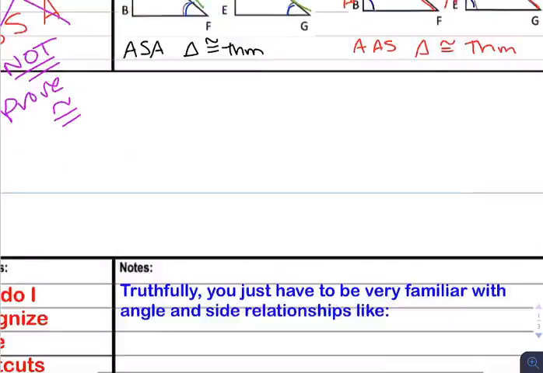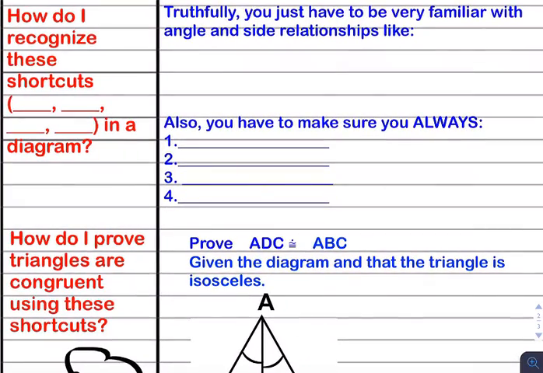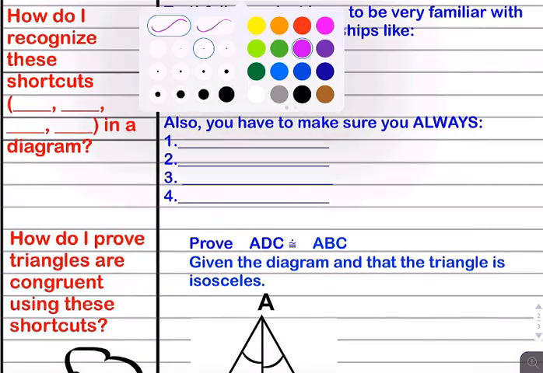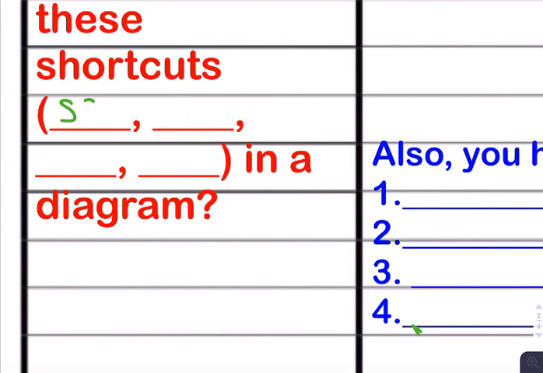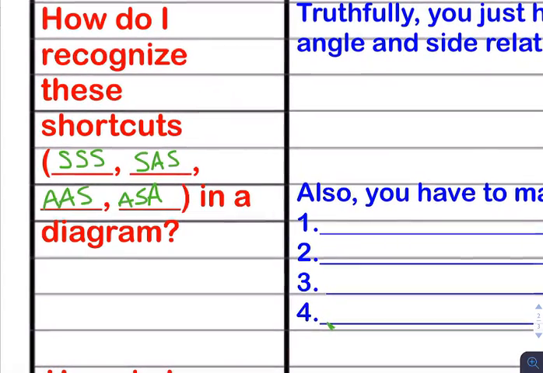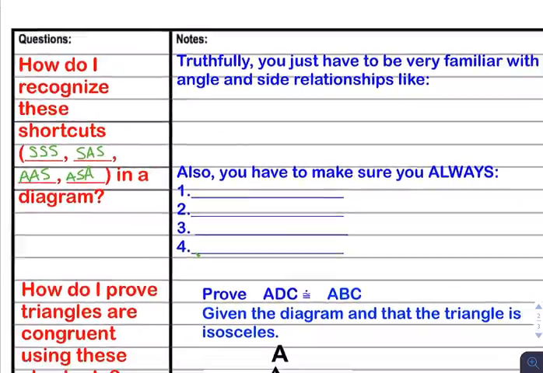So as you flip to the back, our thinking must now shift to how we're going to actually recognize these triangles. Just as a point on this back, the shortcuts we're talking about are side, side, side, side, angle, angle, side, and angle, side, angle. Those are going to be the lifeblood of our work now, because if I can show that's true, I know the triangles are congruent. And so truthfully, you just have to be familiar with the relationships.